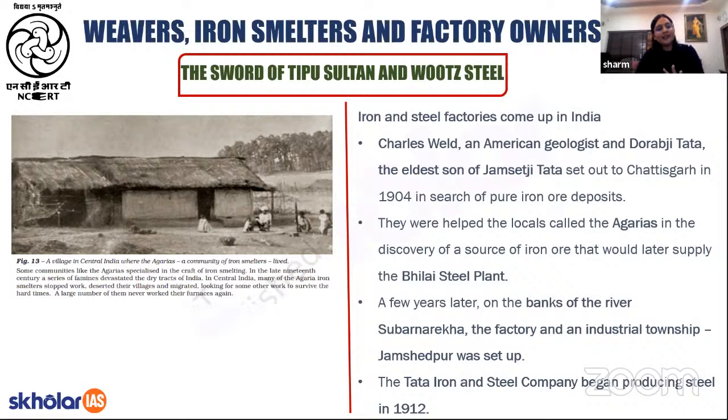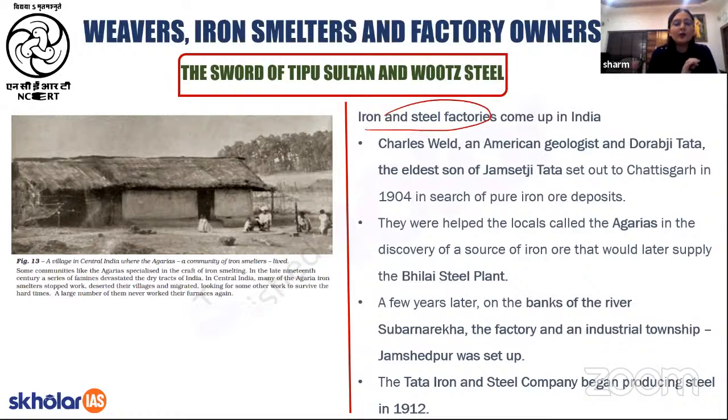पूरा चैप्टर इस तरह से है कि पहले कितना अच्छा था, ब्रिटिशर्स के आने पे कैसे खराब हुआ और फिर कैसे रिवाइव हुआ. दोनों ही जो वीविंग है और जो आयरन है, दोनों ही इसी ट्रेजेक्टरी से चल रहे हैं. Now students, now we are going to talk about the coming of iron and steel factories in our country.